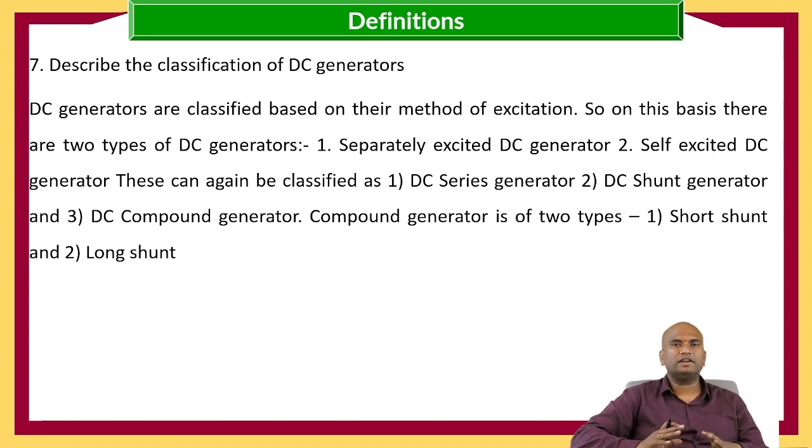So basically the generators are classified into two types. One is the separately excited DC generator, that is, the field winding of this generator is excited separately. The next one is the self excited DC generator. These can again be classified based on how the field winding is connected into three types: series generator, shunt generator, and compound generator. And in the compound generator we have long shunt and short shunt.